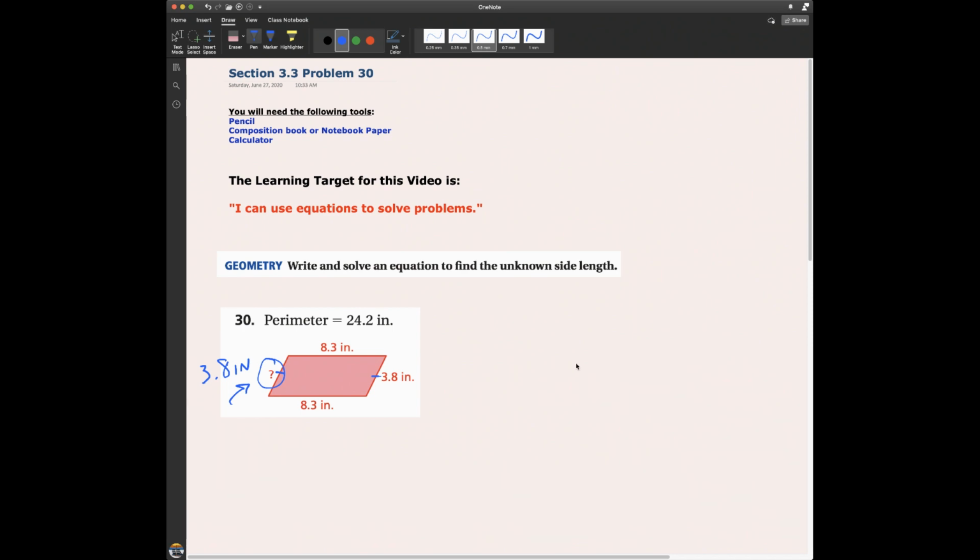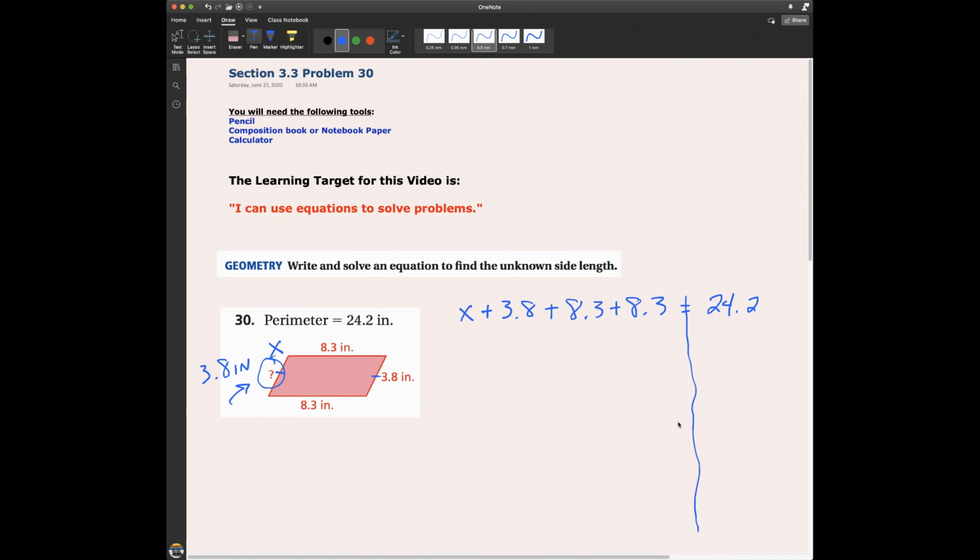But let's now prove it using what we've learned in this chapter so far. So let's write an equation. I know to find the perimeter, I need to take the sides of my parallelogram. So let me call this question mark. I will call this side X. Let me take that side and add it to this side's 3.8. Let me add that to this side and add that to this side. So I'm adding all four sides of my parallelogram together, and that should equal 24.2.